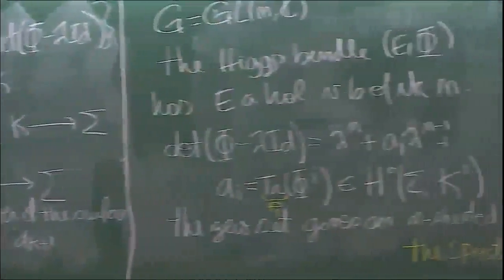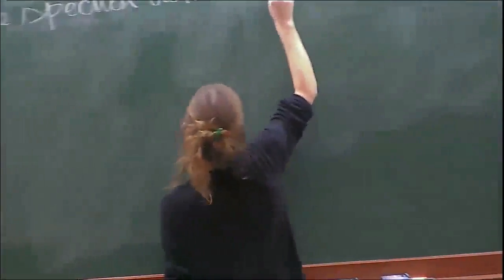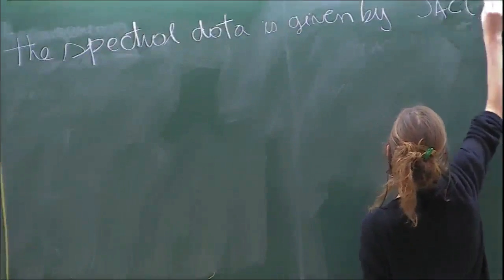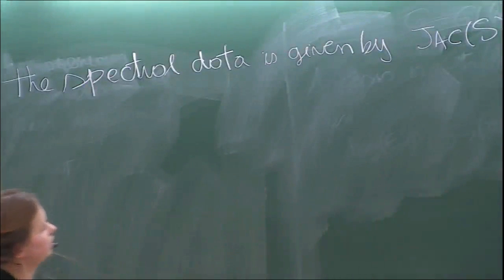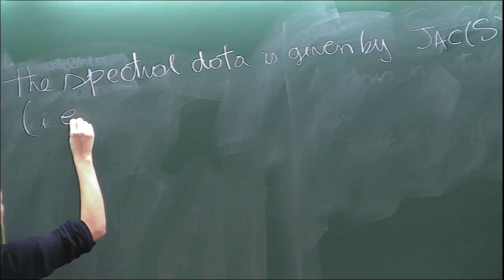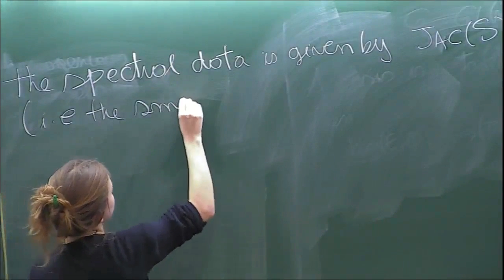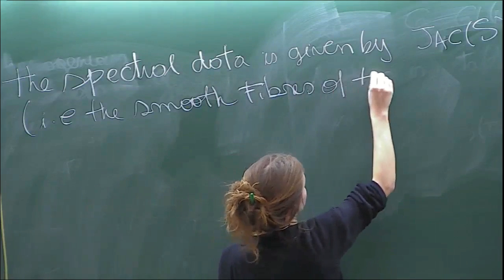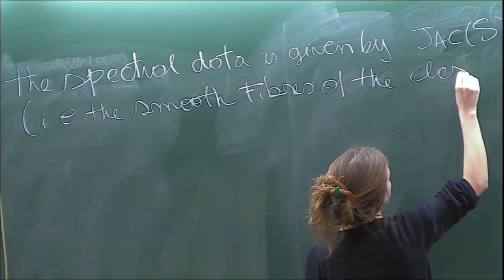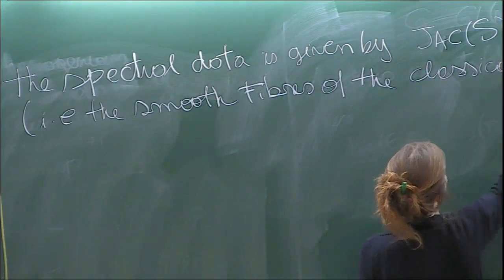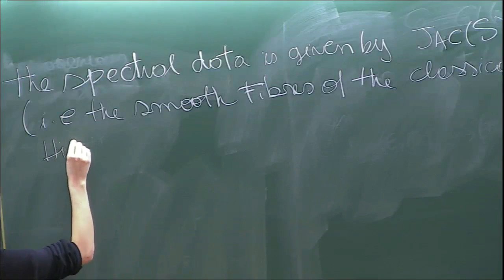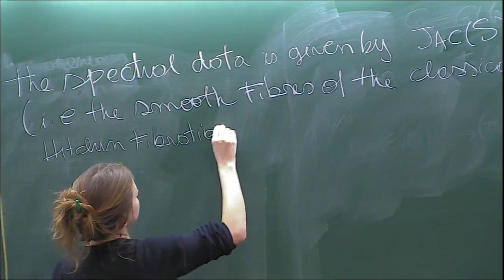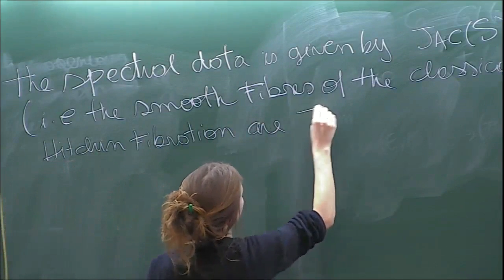The spectral data in this case is given by the Jacobian of this curve. So what do we mean by this? I.e., the smooth fibers of the classical Hitchin fibration are Jacobian varieties.